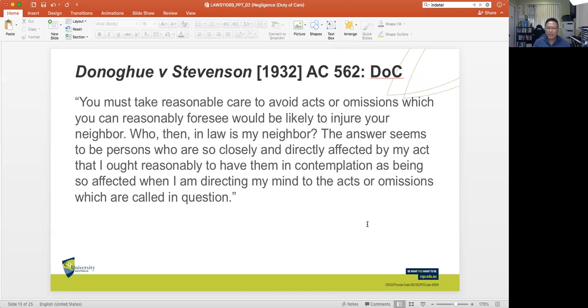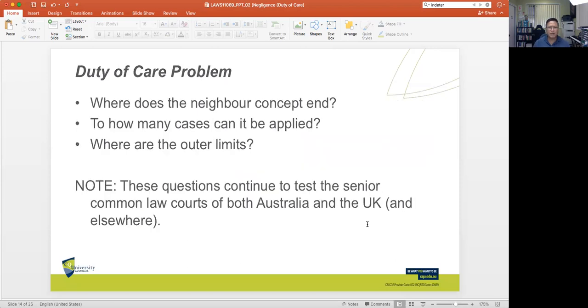But we will see that there is a problem with this concept of the duty of care arising in favor of a neighbor. Even the question of who is my neighbor, because that can be too broad. Who exactly is my neighbor in terms of legal contemplation, and particularly in terms of reasonable foreseeability? So part of the duty of care problem really is, where does the neighbor concept end? I'm going to give you some examples in a short while. And to how many cases can it be applied, and where exactly are the outer limits?